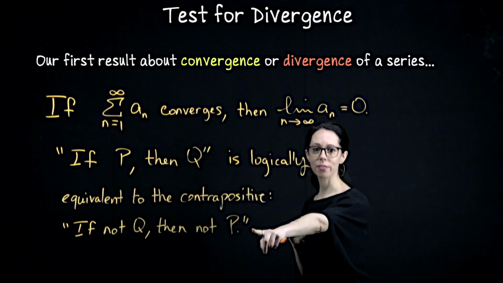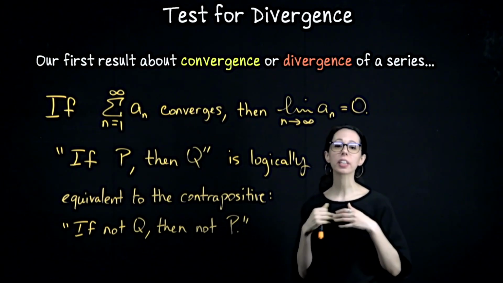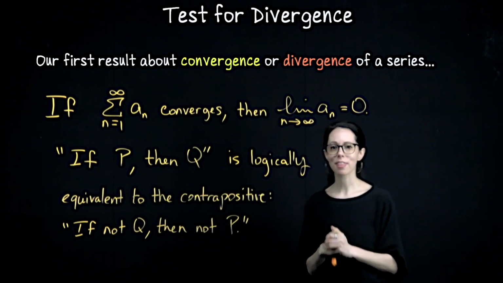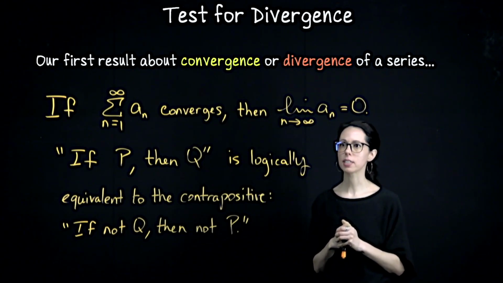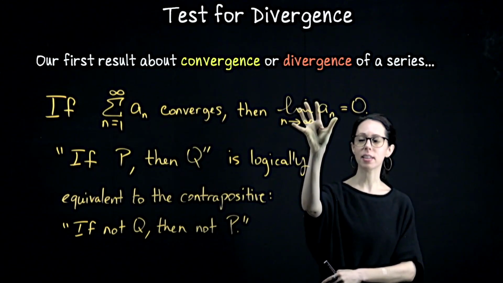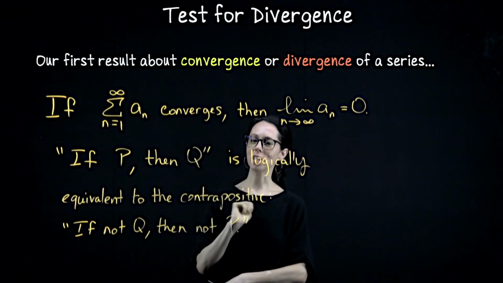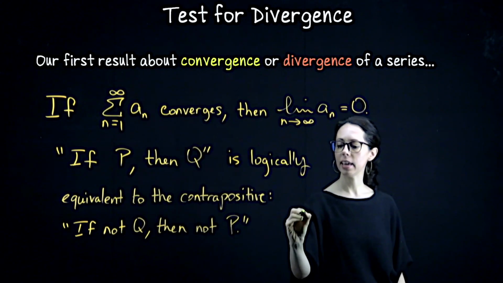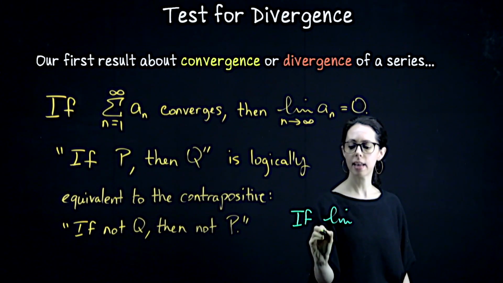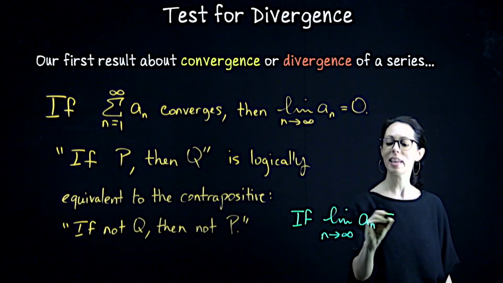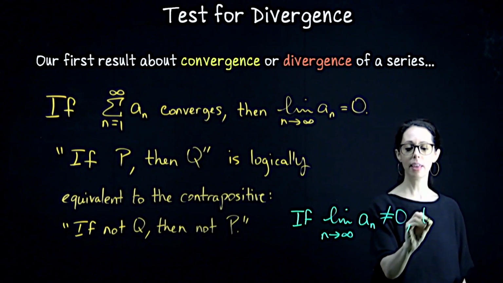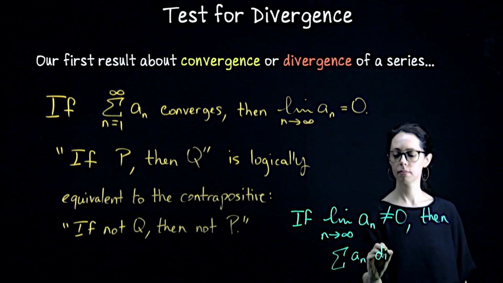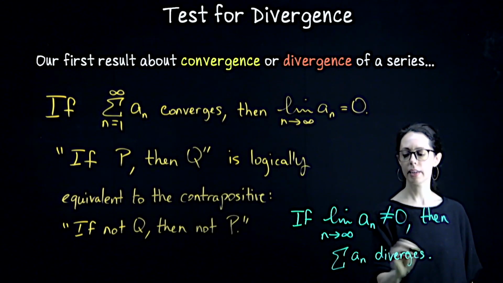This version of the test for divergence, which we're going to phrase now together, is actually the more useful version of the statement. So if not Q, then not P, when we look at the test for divergence, is if this limit is not 0, then you don't have convergence. And that's really what you're checking. So the best statement for the test for divergence is: if the limit as n goes to infinity of a sub n is not 0, then the series diverges. And here I mean infinite series.